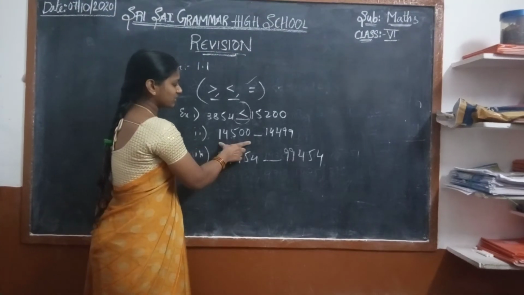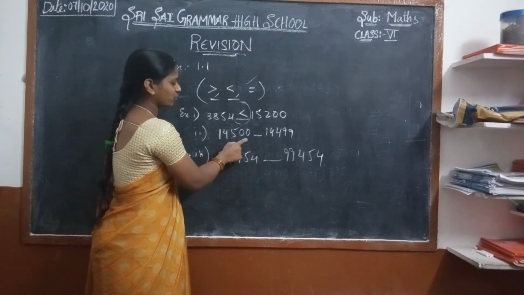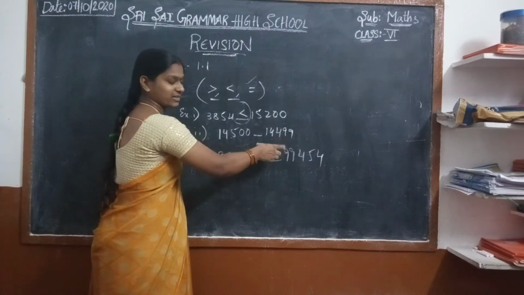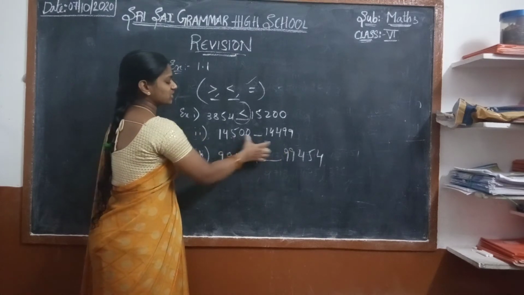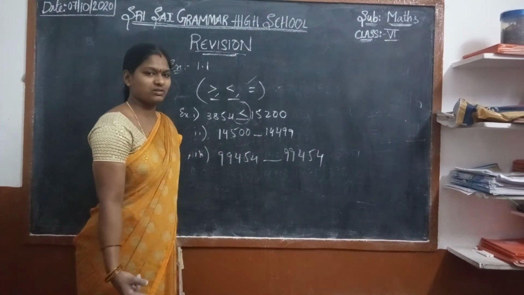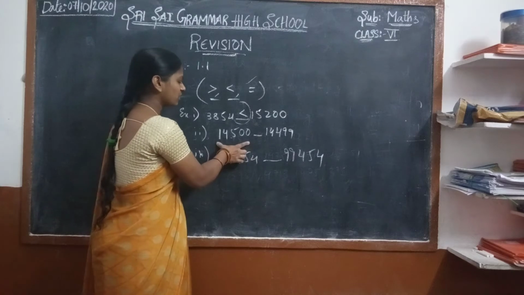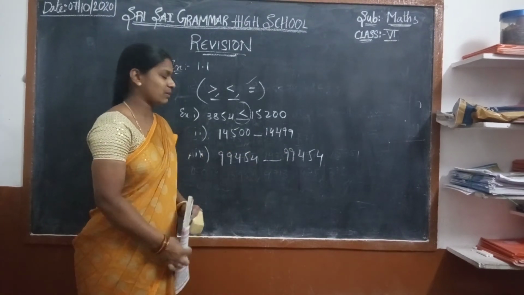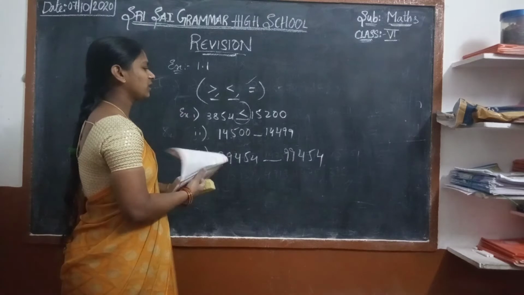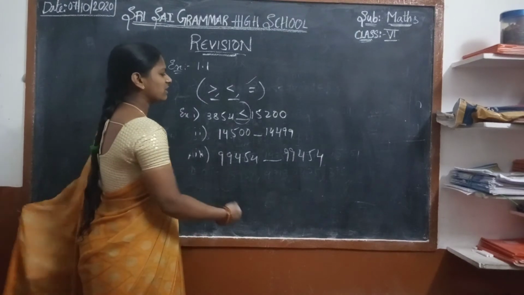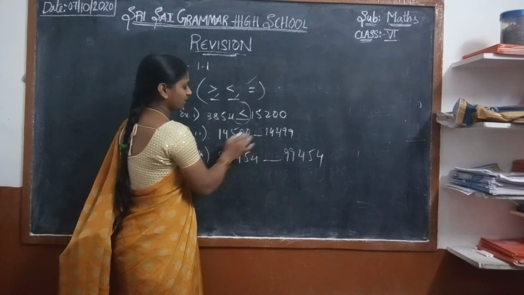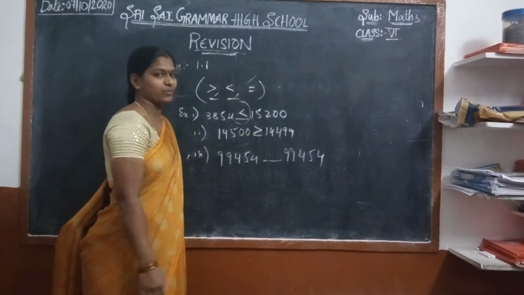Now let us move to this one. See how many digits are there? 1, 2, 3, 4, 5. Yes, 5 digits. On the left side and on the right side, we are having 5 digit numbers. So which is greater or less than? Less than means you can use this symbol. Greater means you can use this symbol.